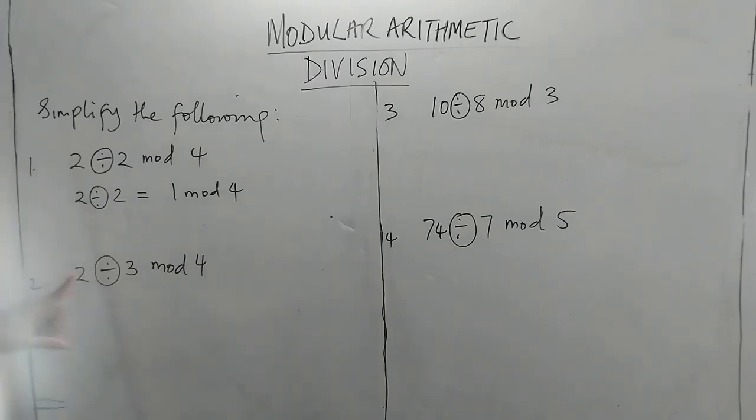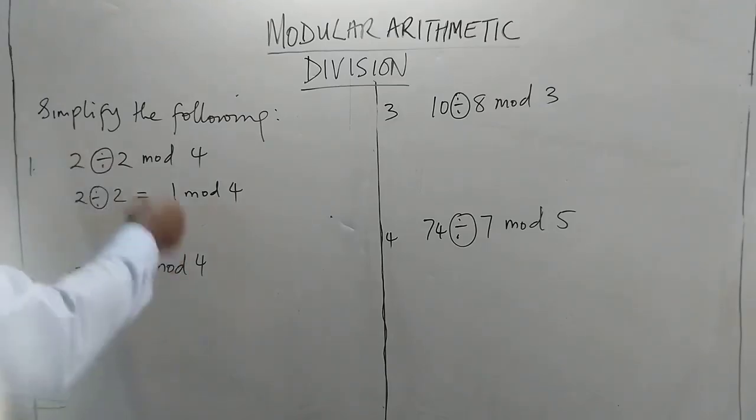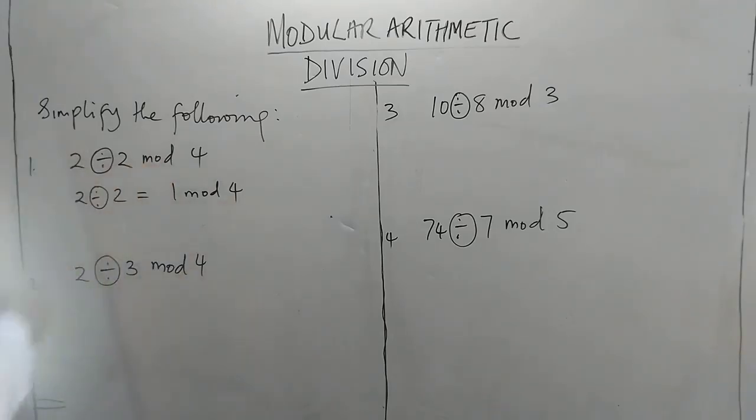Look at it. 2 is the dividend. 3 is the divisor. Now, 2 is less than 3. So this division cannot go on. For the division to go on, we are going to look for the least multiple of 4 we can add to these 2 so that we can get a number divisible by 3.